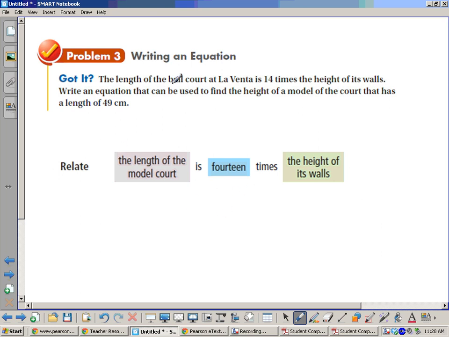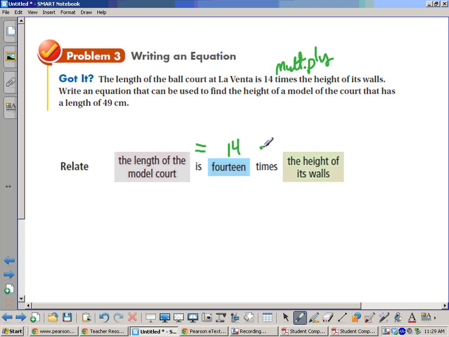So in this case, we have the length of a ball court at La Venta is 14 times. So remember what times is, that's multiplication. So we're going to multiply here the height of its wall. So we want to write an equation that can be used to find the height of a model of the court that has a length of 49 centimeters. So the length of the model court is what we're going to try to find or be given. Is means equals in our problem.